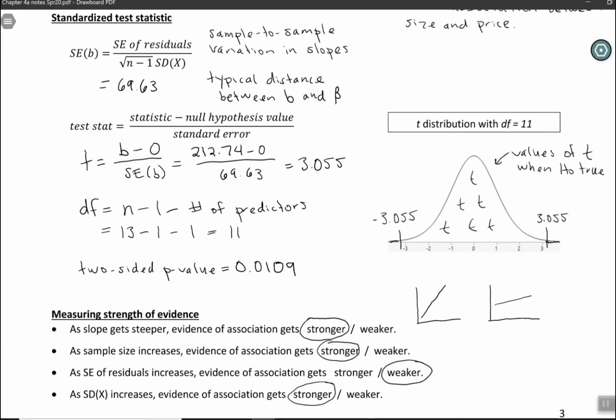And we can actually see this when we look at the formula for the standard error too. As the standard deviation of x gets bigger, the whole standard error gets smaller, and that makes our whole test statistic bigger.